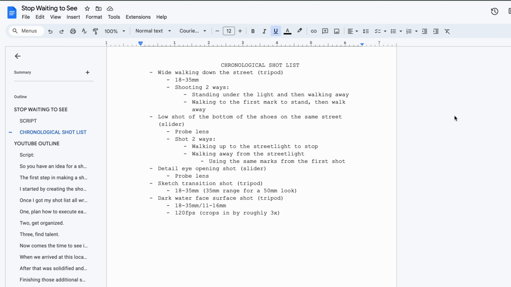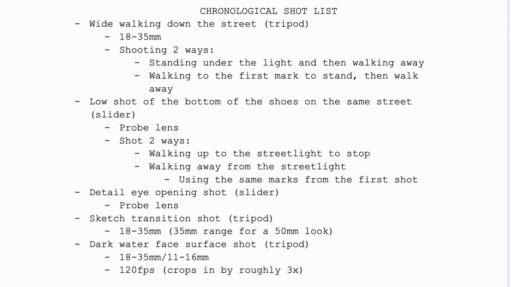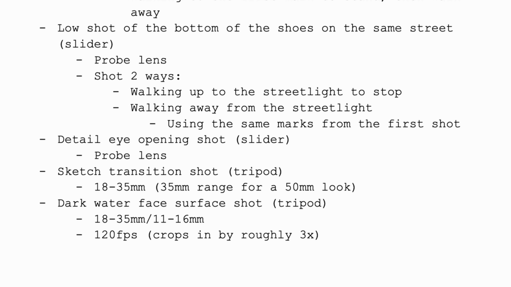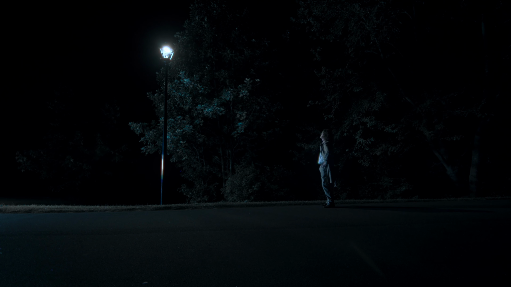Number 2, get organized. Take your shots, group them up in an order by sets or by camera setup that would run the smoothest when filming. For this specific idea, I broke it down by sets. So there's the street light, there's the pool, and there's a studio space.